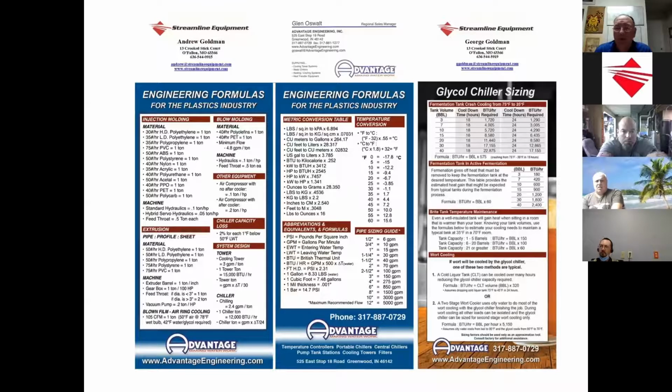The card on the right, which says glycol chiller sizing, really doesn't pertain to the plastics industry. That is for the brewing industry, which we do participate in, and a lot of these pop-up microbreweries have Advantage chilling equipment. But with that said, we're talking about plastics, so we'll forget about the brewing thing for a minute. But feel free to have a beer while you're listening to this presentation if you'd like.